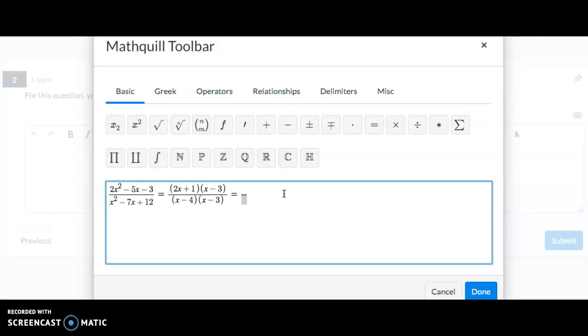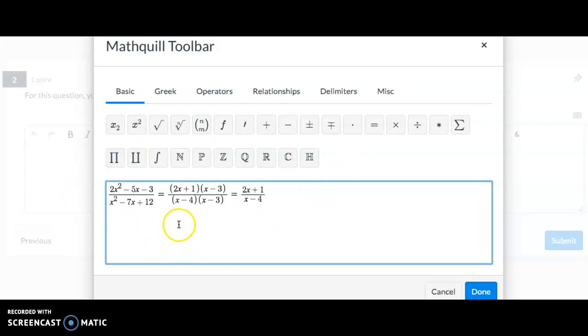So we make a fraction one more time. In the numerator, since the x minus 3 is reduced, we're left with 2x plus 1. And in the denominator, we're left with that x minus 4. So we have everything right here.